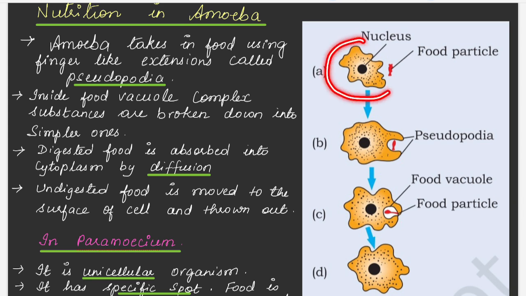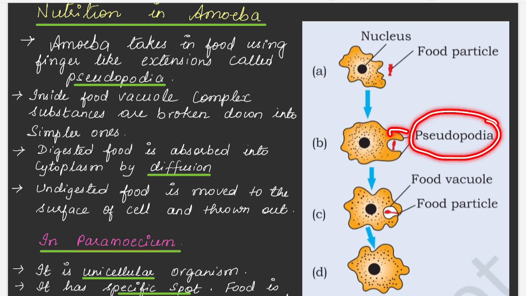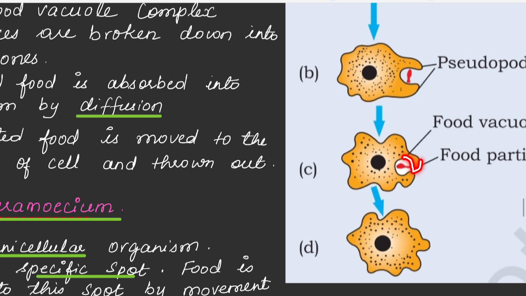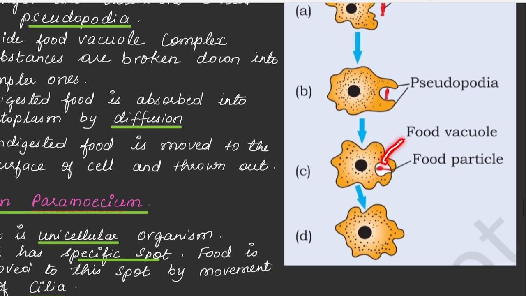So you can see here, this is the amoeba which is irregular in shape. Here you can see the food particle which is present. Whenever amoeba sees the food particle, the body will grow a projection like this around the food particle. This projection is called pseudopodia. Next, this pseudopodia will fuse like this, and you can see a food vacuole is being formed. Now this is called food vacuole, and inside the food vacuole you can see food is present.